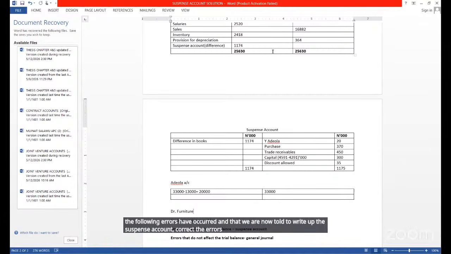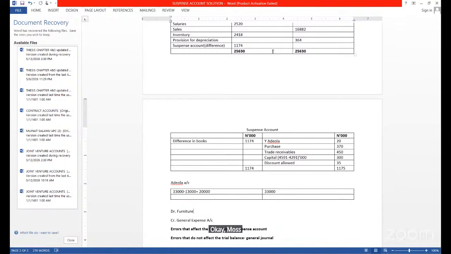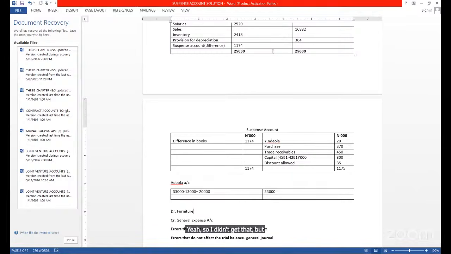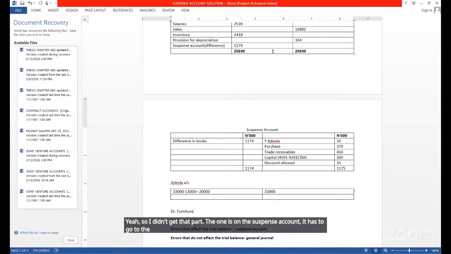Madam Joy, your hand is up. Okay, ma'am. Sorry, I need you to rephrase what you said. When you said something about if the balance is, yeah, something, I didn't get that part. Then when it's on the suspense account, it has to go to the credit side. I didn't get. I'm so sorry. If you can just come again.